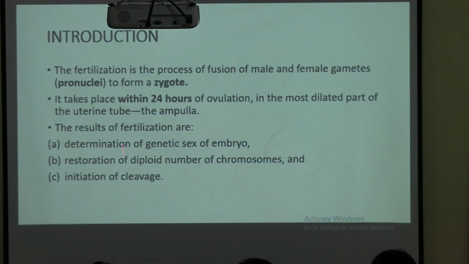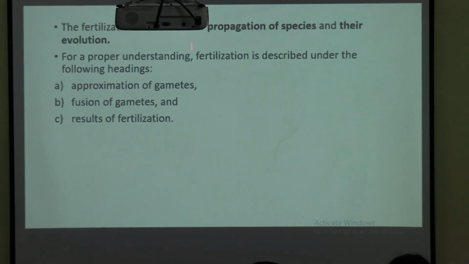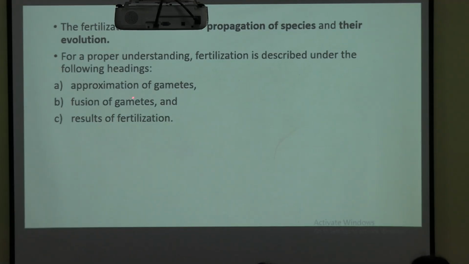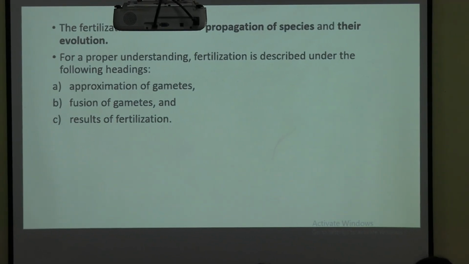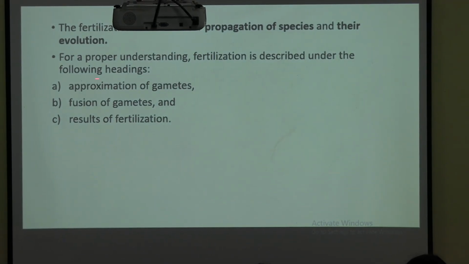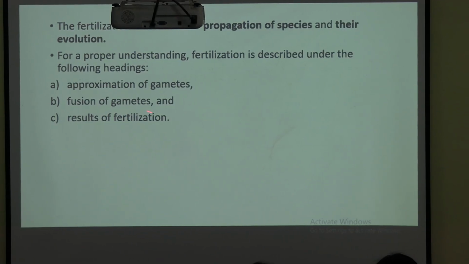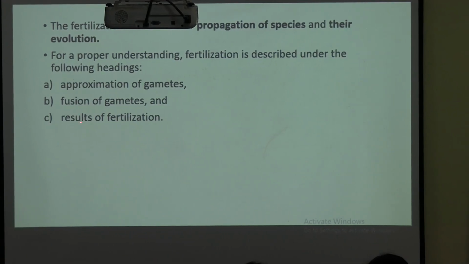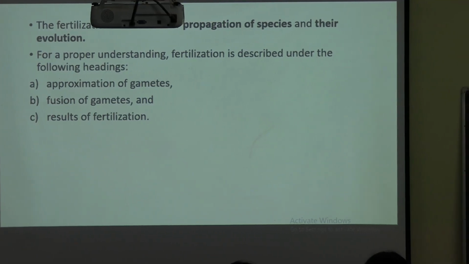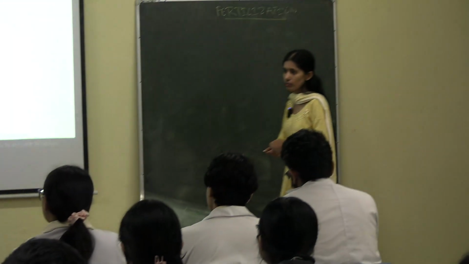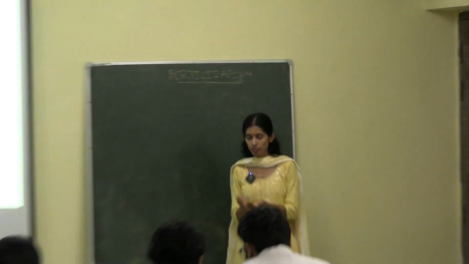These are the steps we should concentrate on while reading about the fertilization process. The first one is approximation of gametes, then followed by fusion of gametes, and the results of fertilization. I'll discuss A and B; C you should discuss. I'll give some time, you can study from your textbook and discuss the results of fertilization. It's an easy topic.